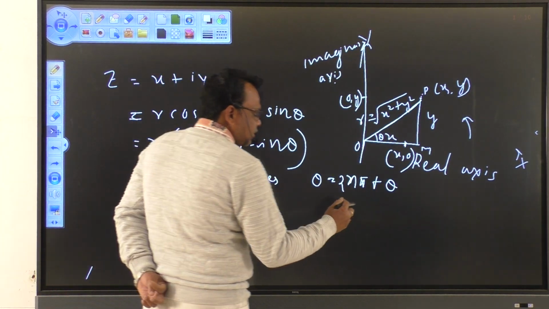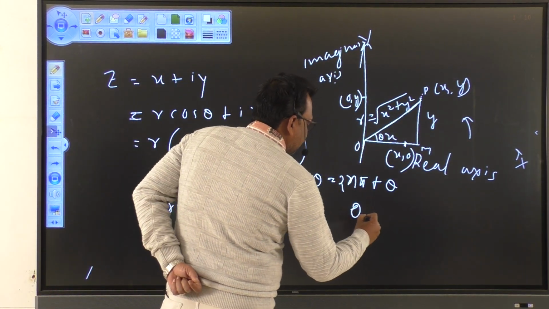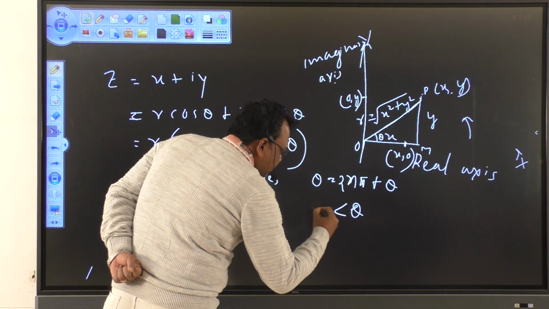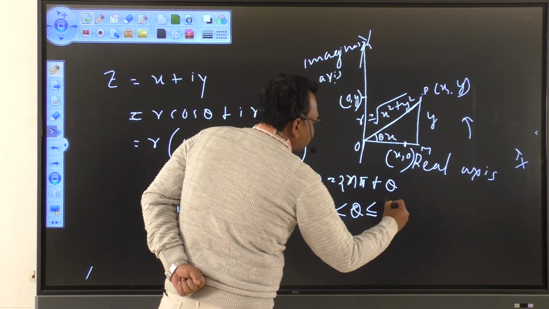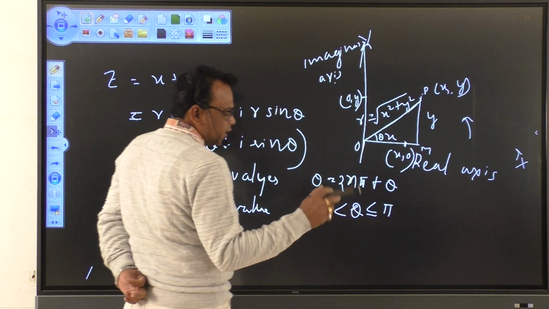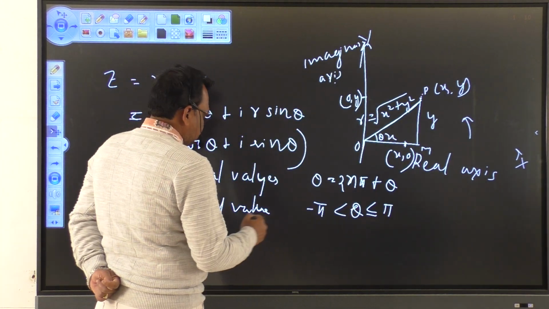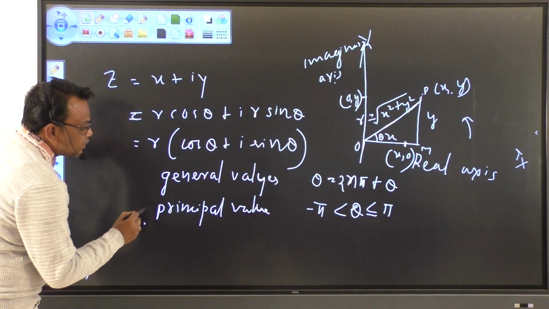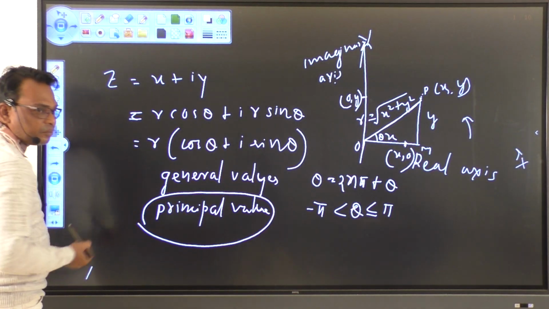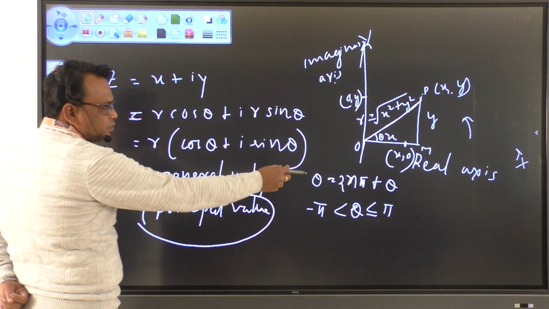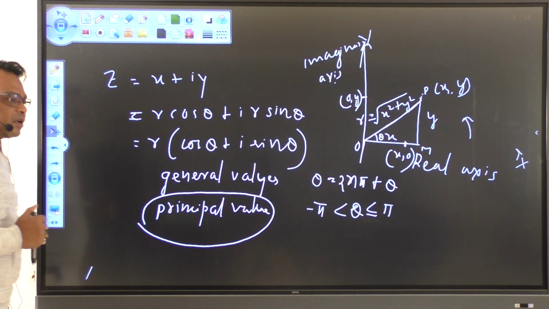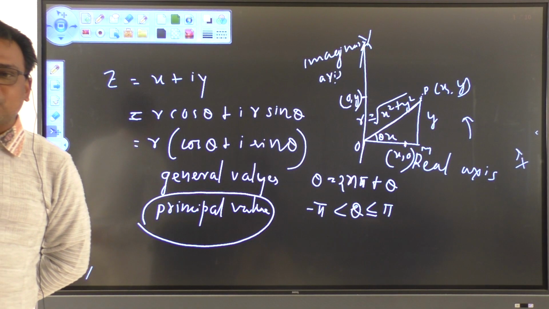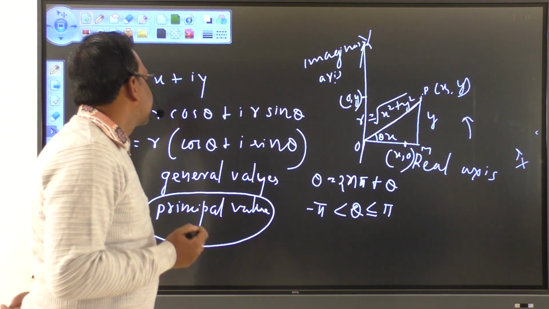When we take theta limited to greater than minus pi and less than or equal to pi, so in this case, this theta is called the principal amplitude. The general amplitude is 2n pi plus theta, and the principal amplitude, the principal value, will be measured between minus pi to pi. Right?